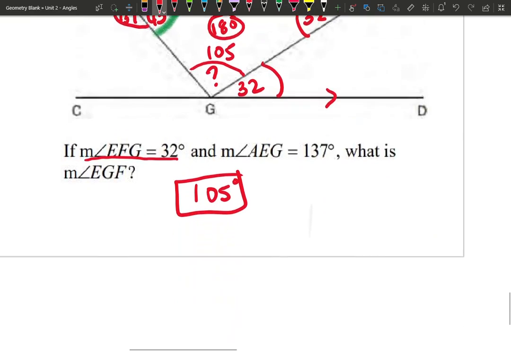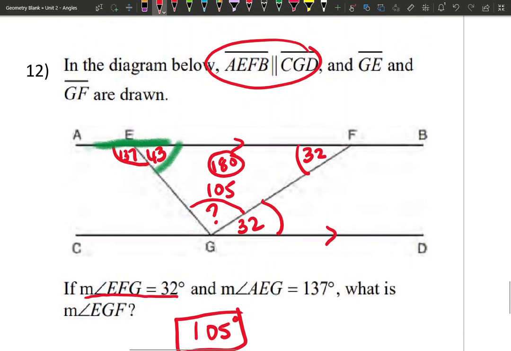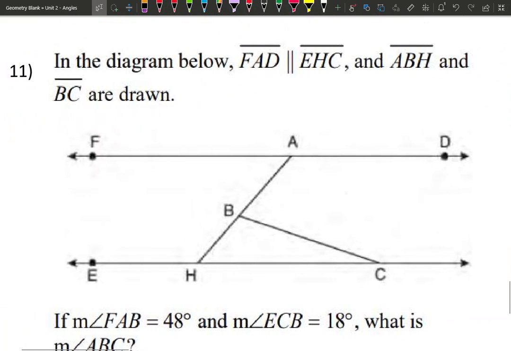Okay, do I have another problem underneath that? I don't think so. All right, last one.